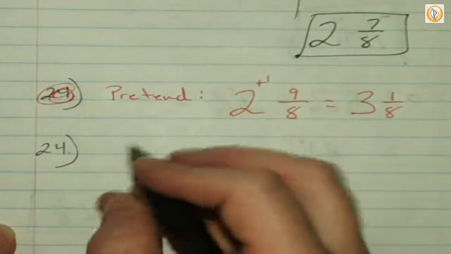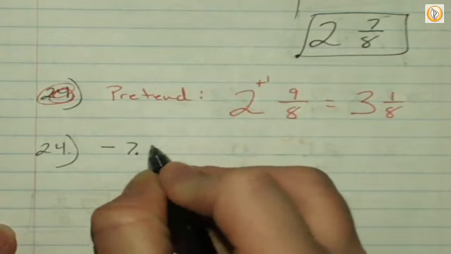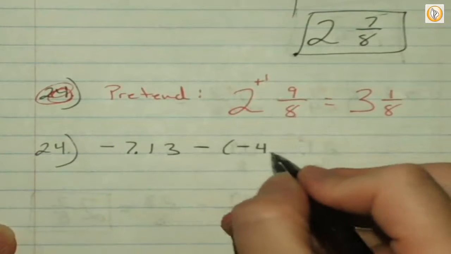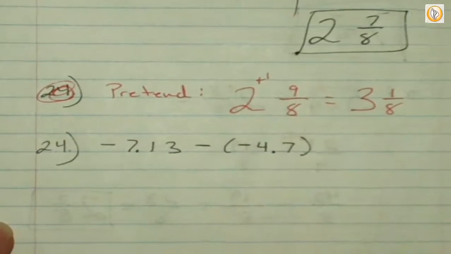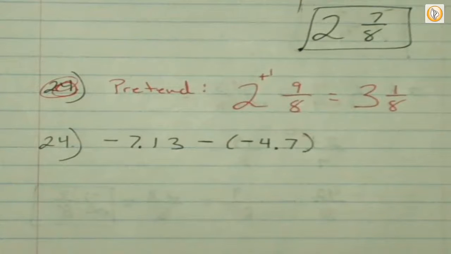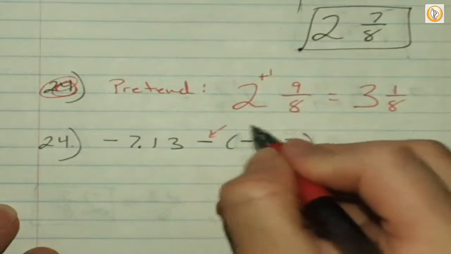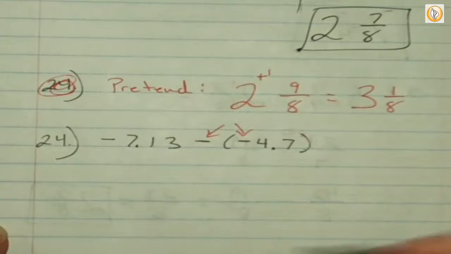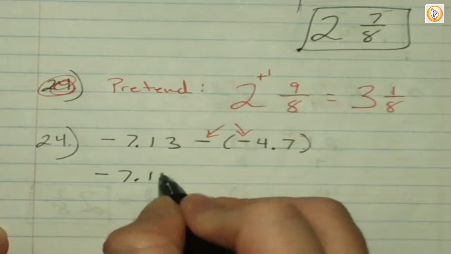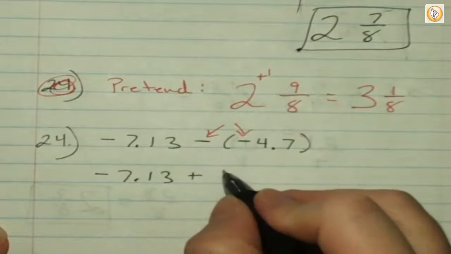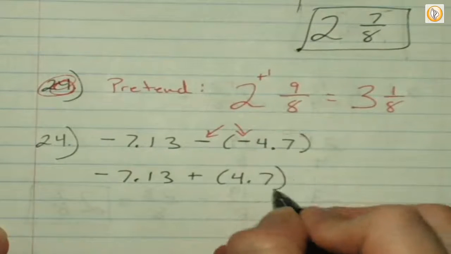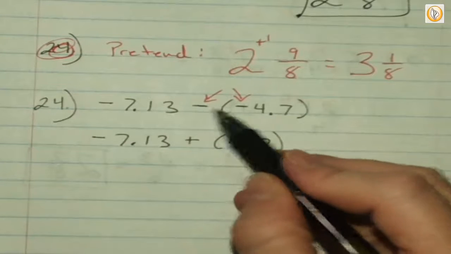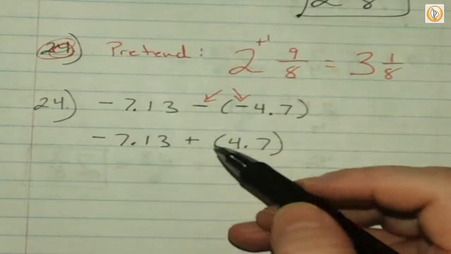Okay. So let's look at 24. It's negative 7.13 minus negative 4.7. Who remembers when we have a negative in front of a negative? Italia? Positive. Changes to a positive. Okay, do y'all see that? When you have a negative in front of a negative, it becomes a positive.